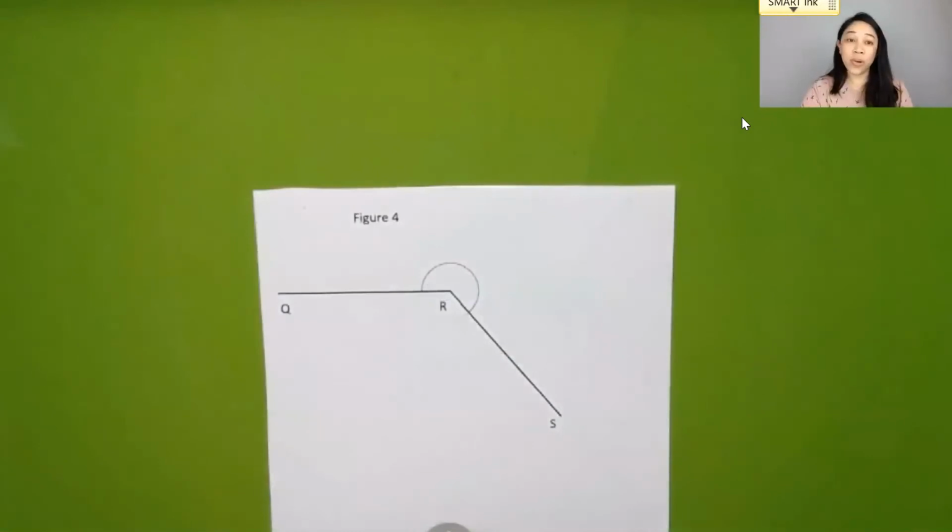Look at figure 4 now on your practice sheet. First, use your circular protractor to measure angle QRS. Pause here now to use your circular protractor. We'll discuss our measurements when we return. What's the measurement of angle QRS? It equals 230 degrees.